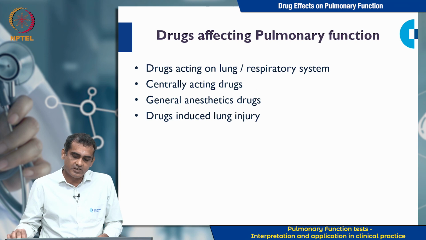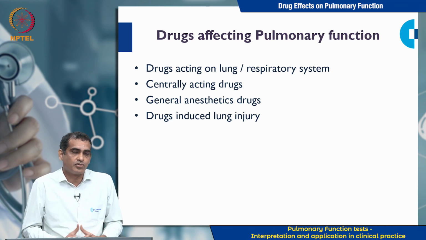I have divided this topic into 4 categories. First, I will be talking about drugs which are directly acting on the respiratory tract or lungs and then affecting the lung function. And then I will be talking about drugs which are acting on the brain. We call them centrally acting drugs.